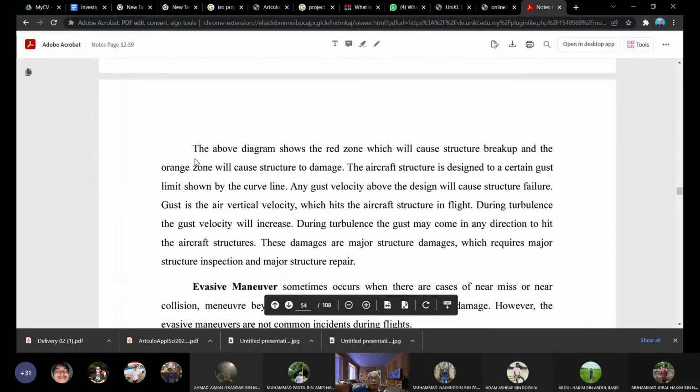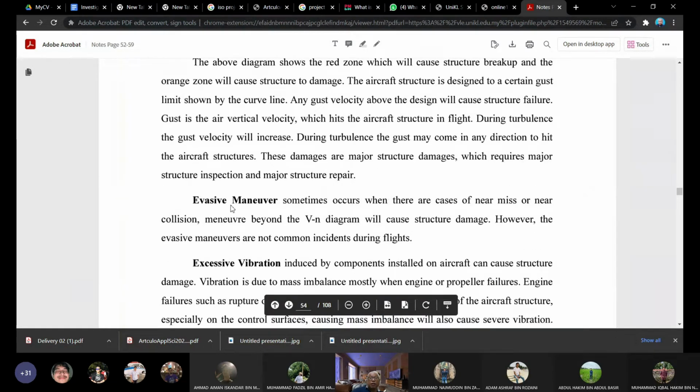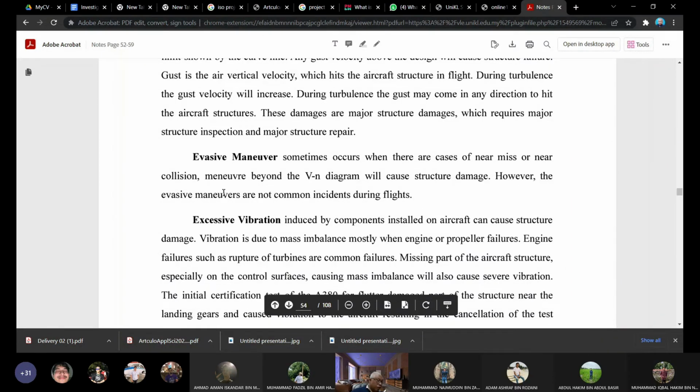Next is the evasive maneuver. The aircraft may go into an evasive maneuver in the case of a near miss. There is another aircraft, they have to avoid it, and they have to pull the aircraft suddenly, and a sudden pull increases the G. As the G increases, if you go back and remember your VN diagram, you may already be outside the envelope, and then the structure will be damaged.